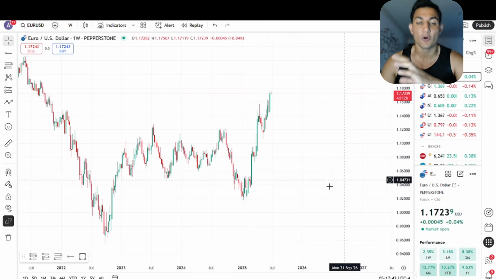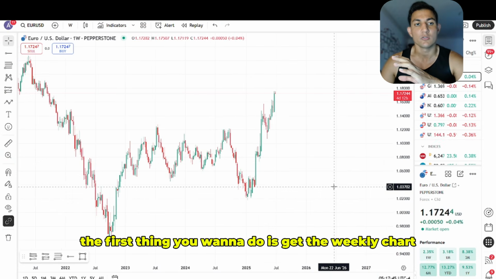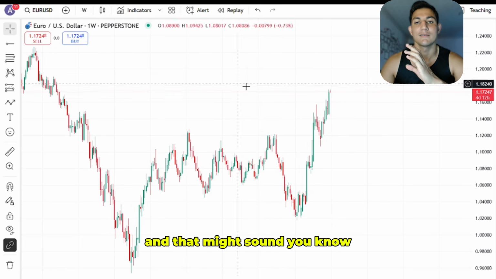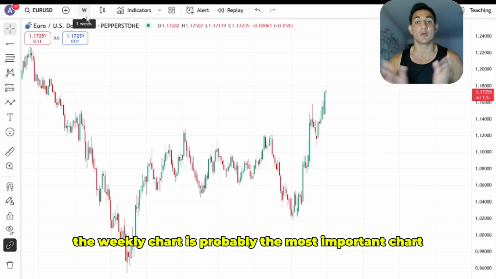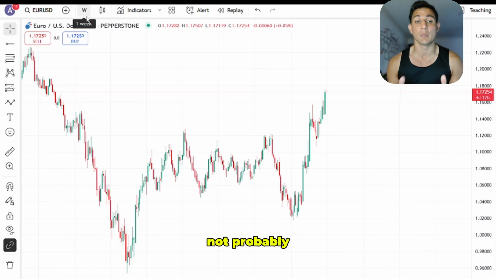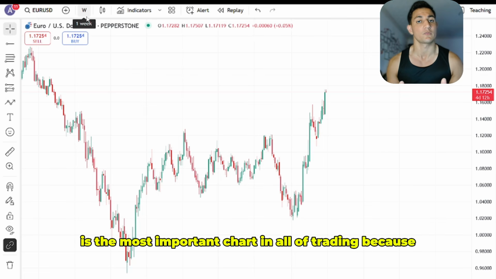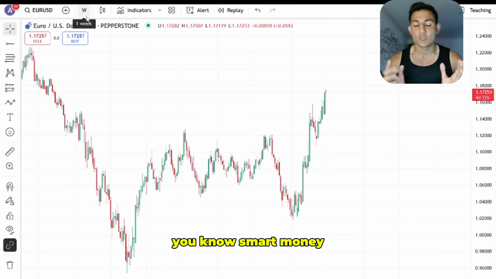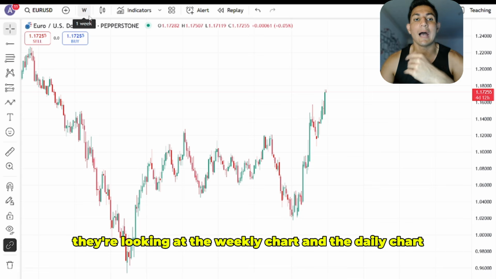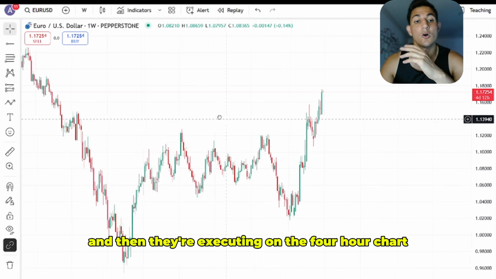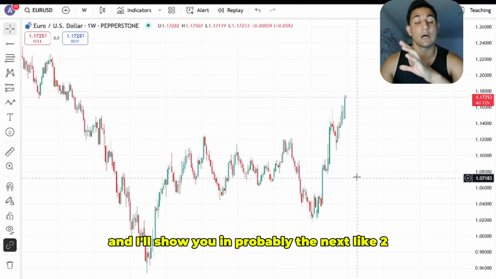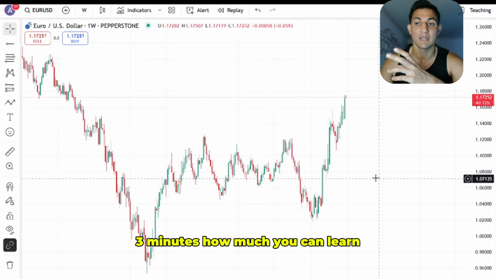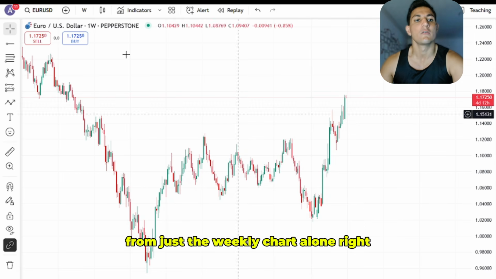So for daily bias, the first thing you want to do is get the weekly chart up. And that might sound contradictory to the name or whatever, but the weekly chart is probably the most important chart. Not probably, is the most important chart in all of trading because smart money, big banks, Goldman Sachs, whatever you want to call them, they're looking at the weekly chart and the daily chart, and then they're executing on the 4-hour chart. They're not looking at the 5-minute chart to do their analysis.